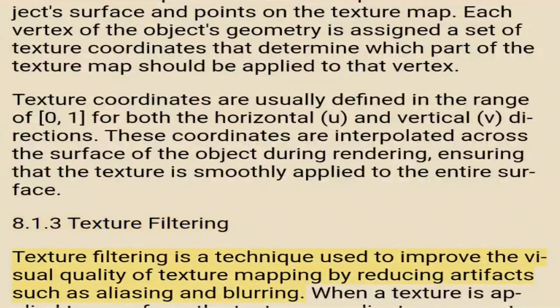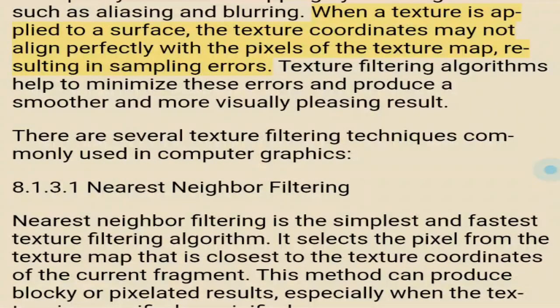8.1.3 Texture filtering. Texture filtering is a technique used to improve the visual quality of texture mapping by reducing artifacts such as aliasing and blurring. When a texture is applied to a surface, the texture coordinates may not align perfectly with the pixels of the texture map, resulting in sampling errors. Texture filtering algorithms help to minimize these errors and produce a smoother and more visually pleasing result. There are several texture filtering techniques commonly used in computer graphics.